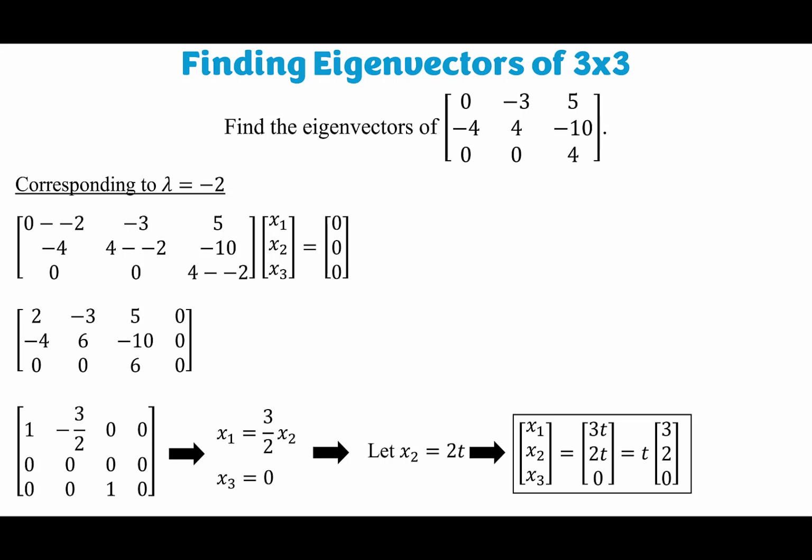All of those vectors are being purely scaled by negative 2 when you do A times one of those vectors. So again, the set of vectors here, when you include the 0 vector, you get a subspace that we call an eigenspace. The basis for that subspace is 3, 2, 0.